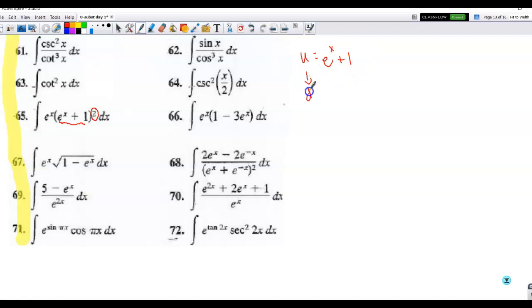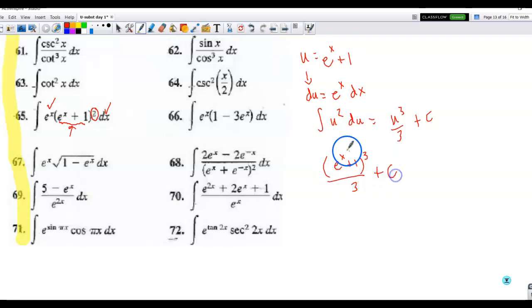I'm going to take the derivative on both sides and get du equal to e to the x dx. I'm going to make the replacements, and let's see, I have everything that I need. I have an e to the x dx, and I have an inside function of e to the x plus 1. So that becomes the antiderivative of u squared du, which is u cubed over 3 plus c. Make the replacement: e to the x plus 1, to the third power, over 3 plus c.